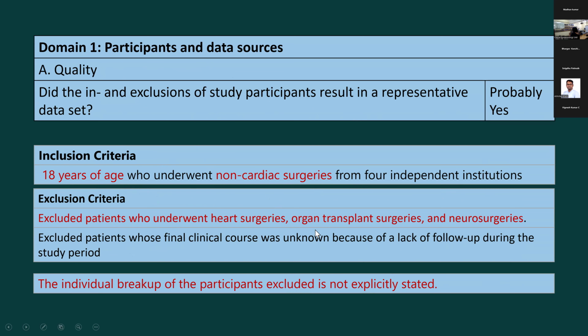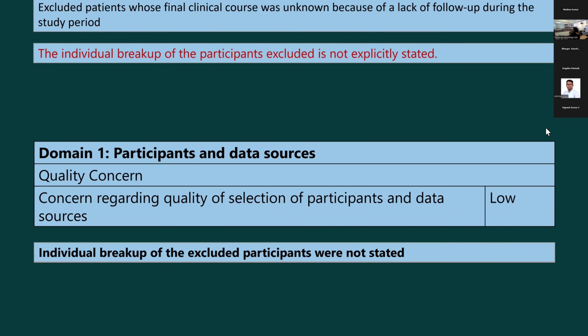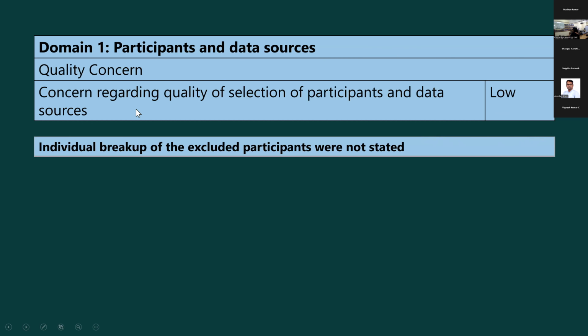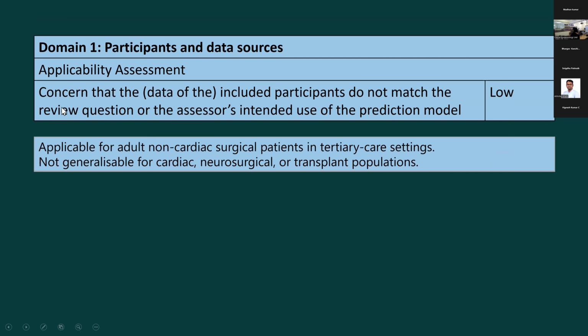So there is a concern if they have excluded a large volume of patients just because they underwent heart surgeries, organ transplant, and neurosurgery. So I've given probably yes. Another thing, concern regarding quality of selection of participants and data, it's a low concern. Because the individual breakup of excluded participants was not stated, but however, the overall concern is low. And for applicability, as we include a lot of cardiac surgery, neurosurgery, and transplant population, we may not generalize it for those settings. Just for non-cardiac surgical patients alone can it be applicable.